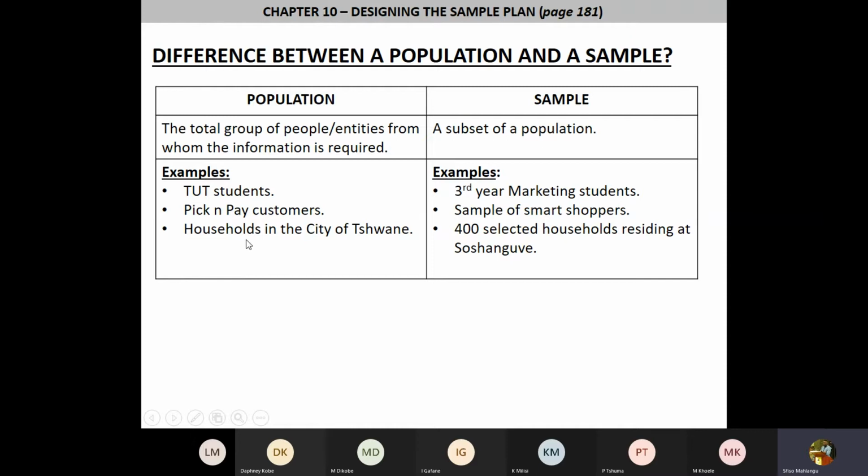Lastly, you've got another example of households in the city of Tshwane there. And then our interest maybe will be only those residing in Soshanguve, or we interview only those who live in Soshanguve. So that becomes our sample. And then we generalize our results, what we find. And then we indicate that households in the city of Tshwane are based on the results from the sample of 400 respondents.